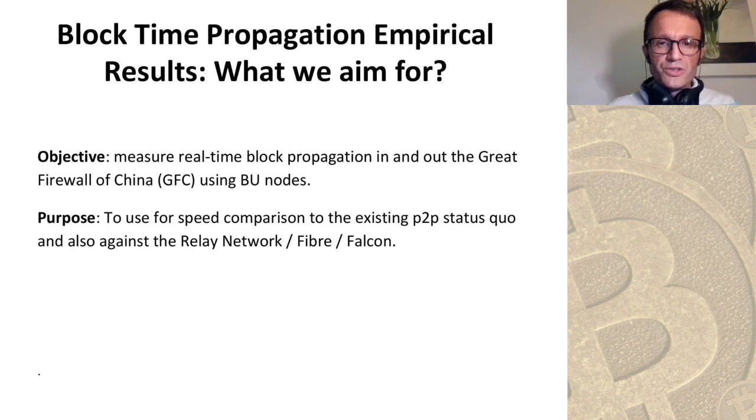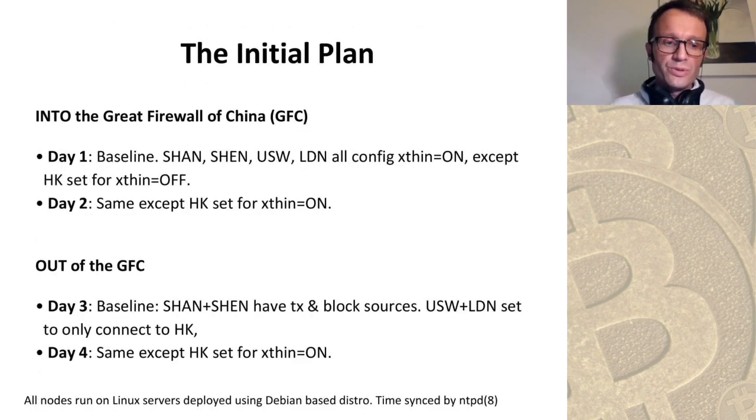So what was the initial plan? We want to measure block propagation into the Great Firewall of China and out of the Great Firewall of China. For each of these two directions, we measure the propagation time using the standard technique, so without Xthin. In the next step, we measure the same propagation time, but this time using Xthin, and we compare the differences to have an idea of the impact of this technology.